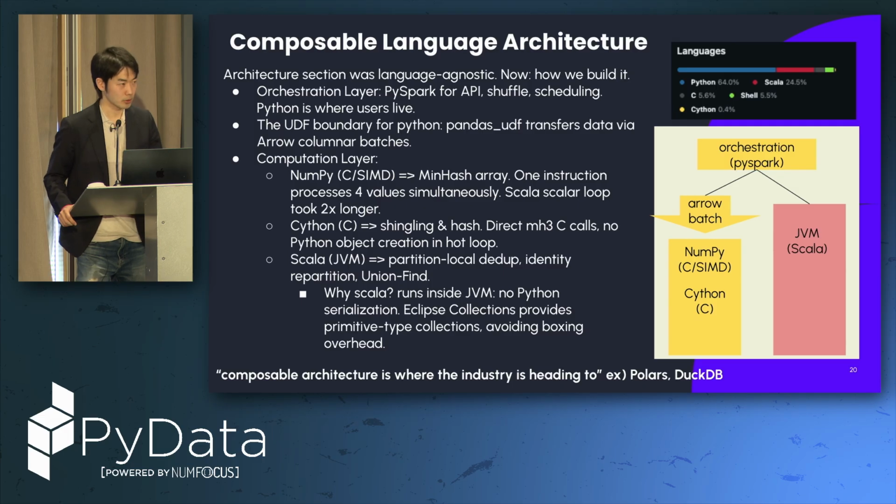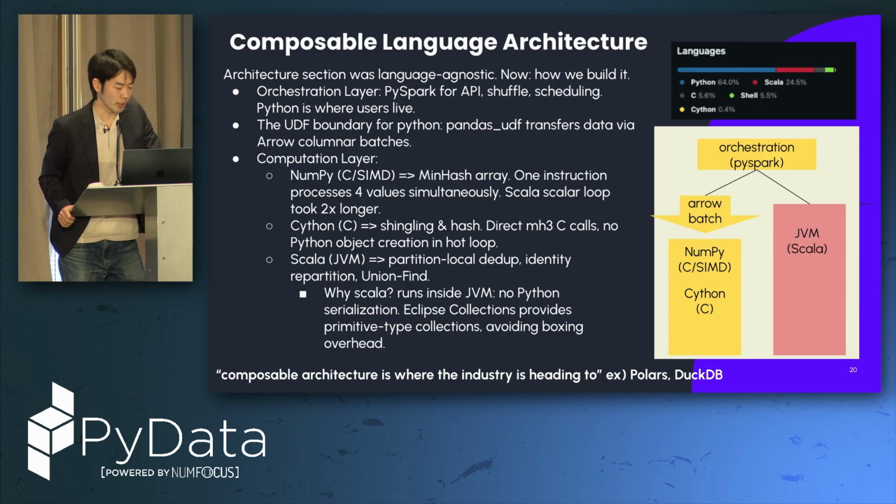If you look at the language distribution in the top right corner, this is from GitHub, multiple languages used, and I'm gonna explain why. So PySpark is used for the orchestration layer. It's for API, shuffling, scheduling. Python because that's where users live. But the computation layer doesn't have to be in Python. For example, for MinHash array operation, I've used NumPy, which is backed by C and SIMD. So one instruction processes 4 values simultaneously. The same benchmark against Scala took twice longer, actually.